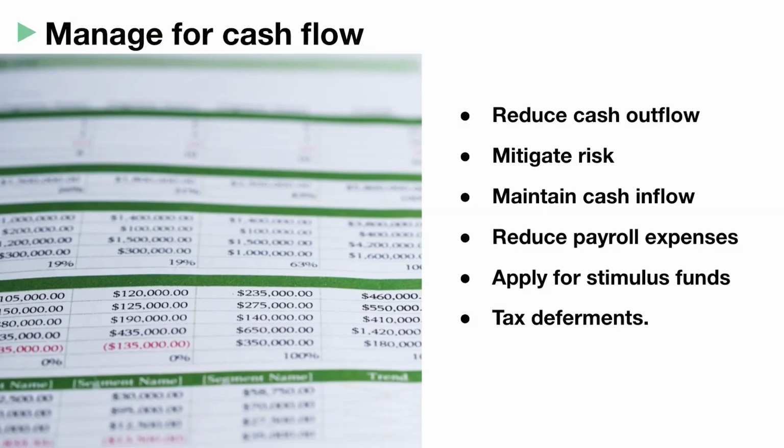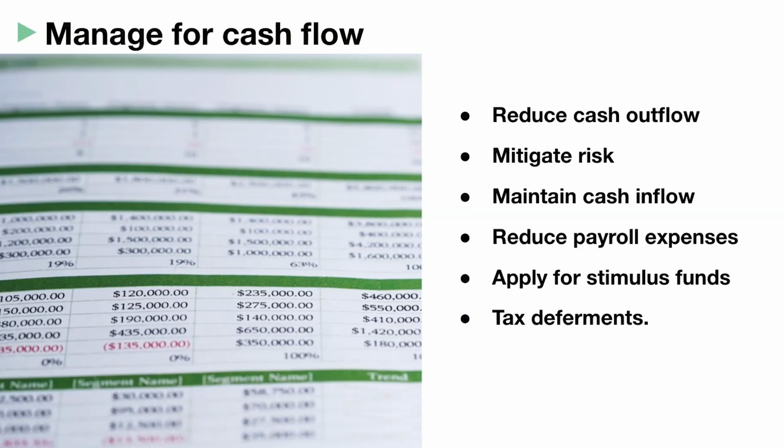Don't overinvest in areas that aren't bringing in much revenue or hire new staff members. Maintain cash inflow. Maintaining your cash inflows, revenue, as best as possible. If revenue is down, what can you do to bring it back up? Reduce payroll expenses. This is thinking about how you can be more efficient with your staff. Are there casuals that you cannot engage? Can anyone reduce their hours? Laying off staff should only be a last resort.